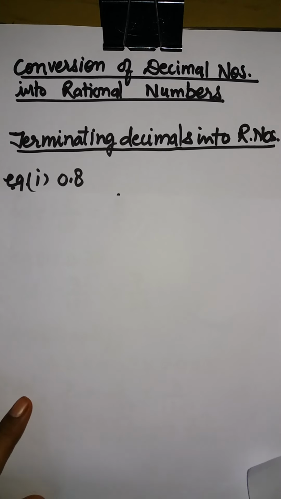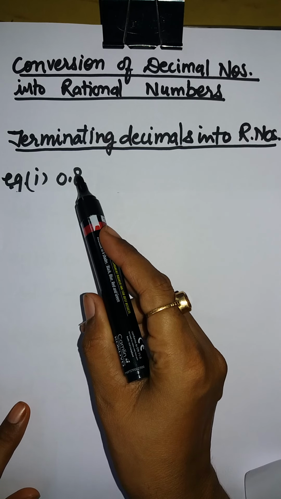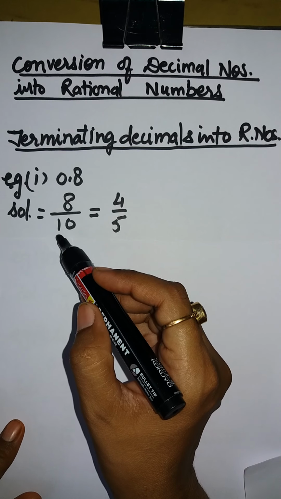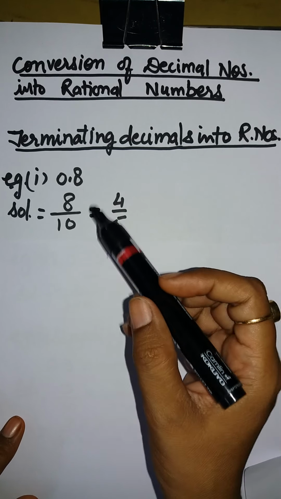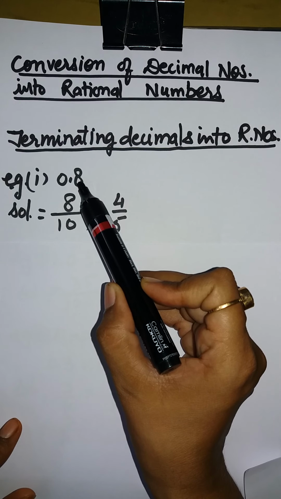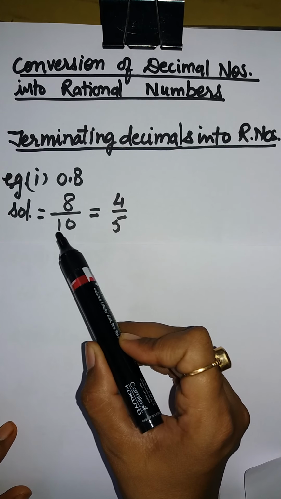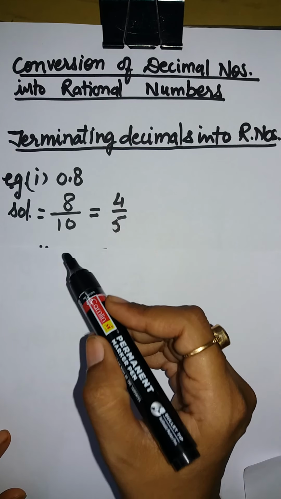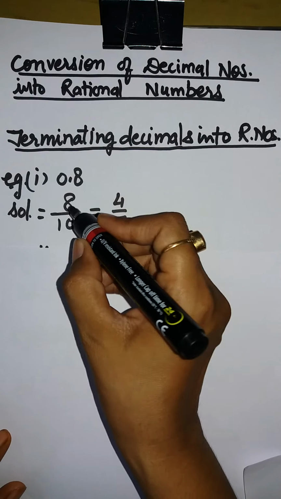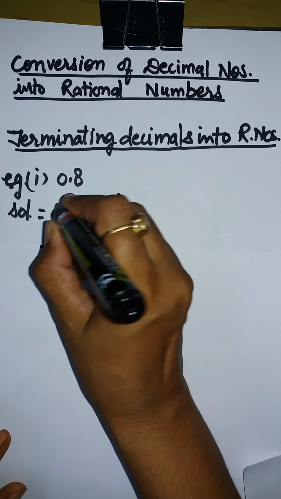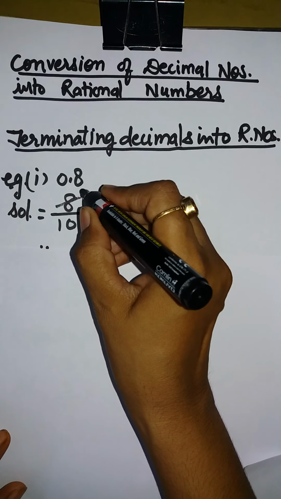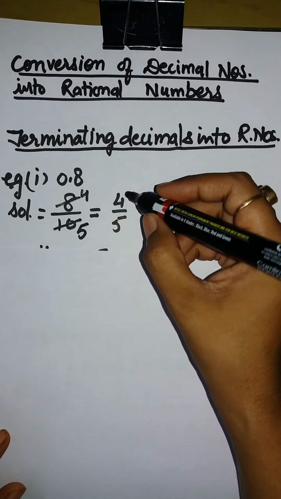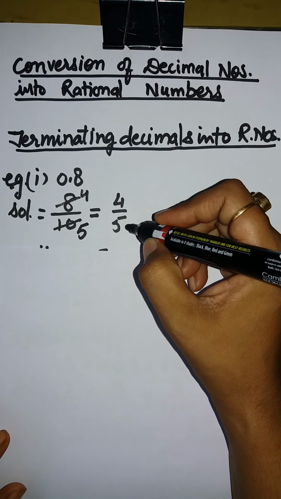ignore the decimal point, like for example 0.8. So ignore the decimal point, write 1 below it in the denominator place, and however many decimal places there are, put that number of 0s next to 1. Then convert the p by q form, the rational number, into the simplest form. We cut this by 2: 2 times 4 is 8 and 2 times 5 is 10. So the lowest form of this is 4 by 5.